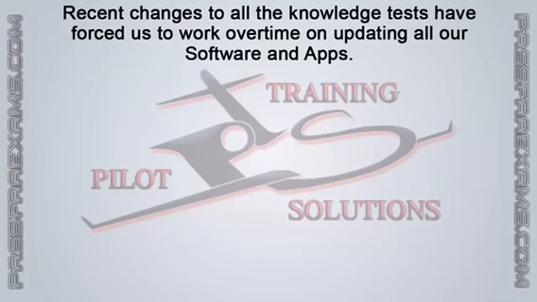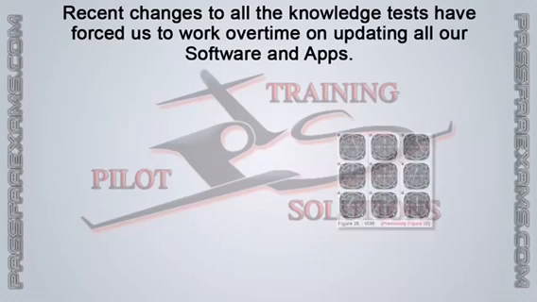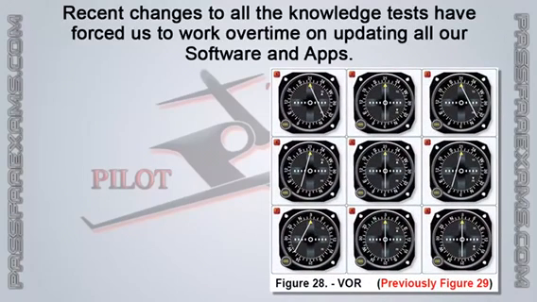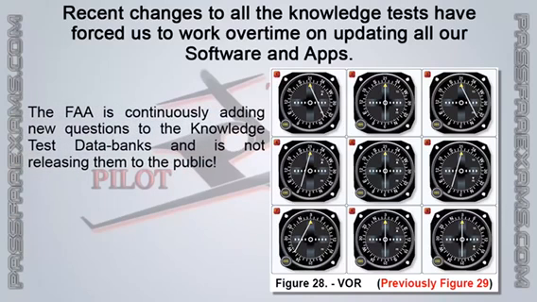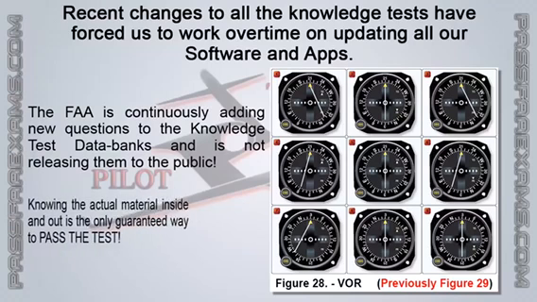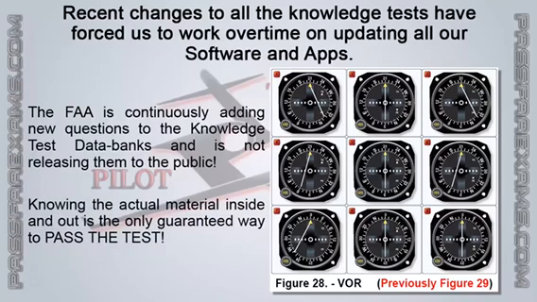One of these big changes was the complete overhaul of Figure 29, which has now actually become Figure 28 of the FAA Private Pilot Knowledge Test, the VOR receiver's figure and related questions. Keep in mind that the FAA is continuously adding new questions to the knowledge test databanks, and they're not releasing them to the public. Therefore, now more than ever, the best way to prepare for the test is by knowing the actual material inside and out rather than focusing on memorizing questions and answers.